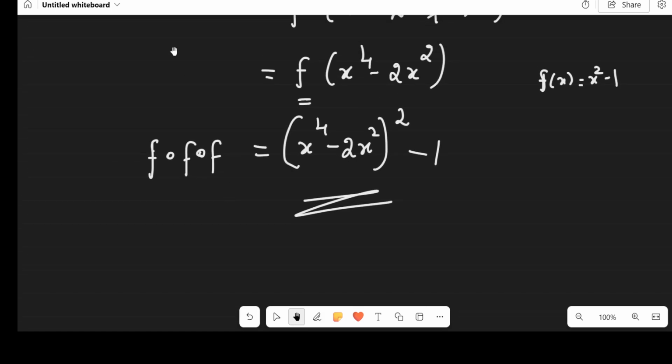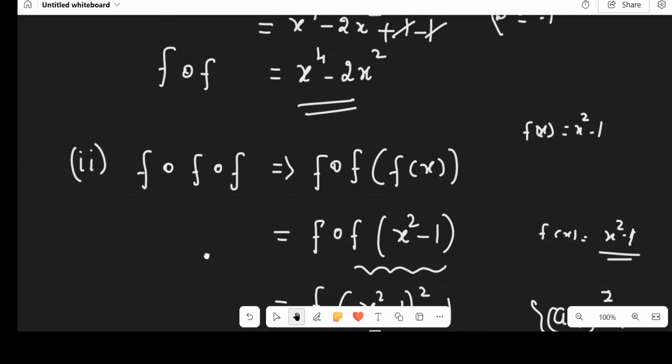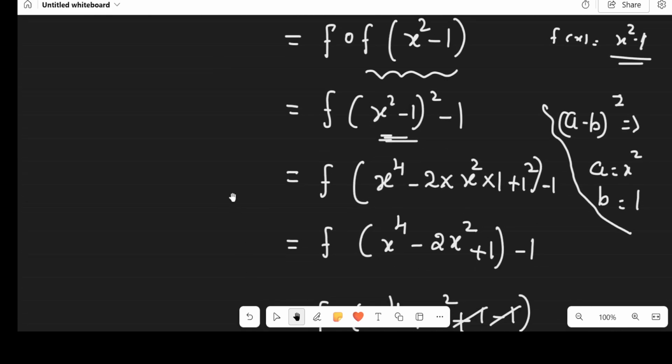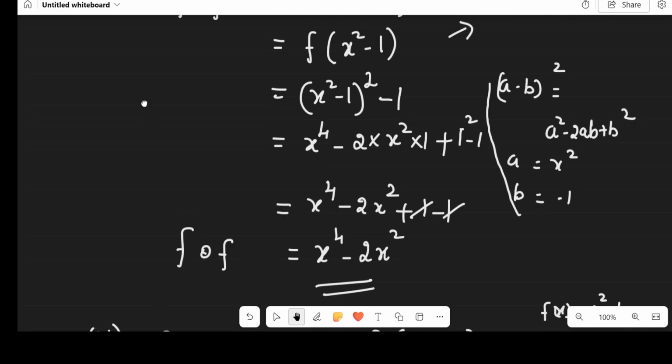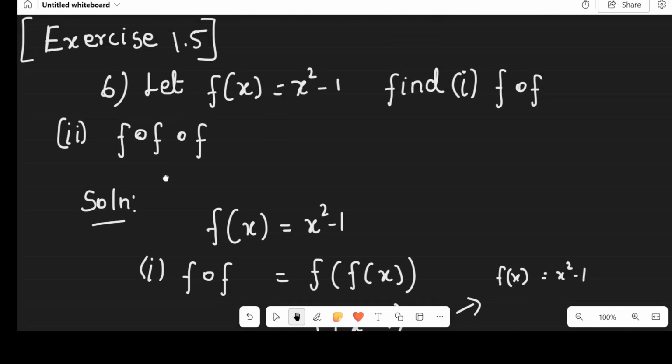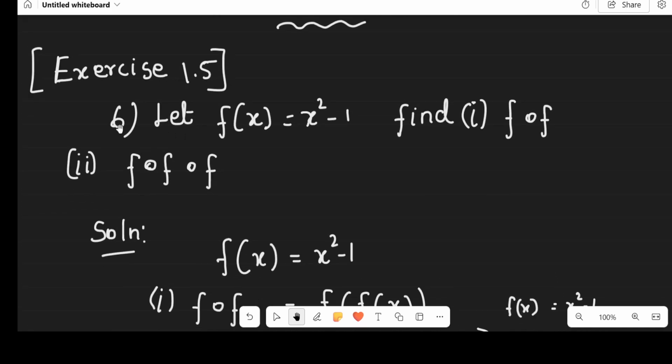So we have solved two sub questions, f of f and f of f of f. This is very easy if you understand the basic concept. Okay. This is the answer of problem number 6 in exercise 1.5.